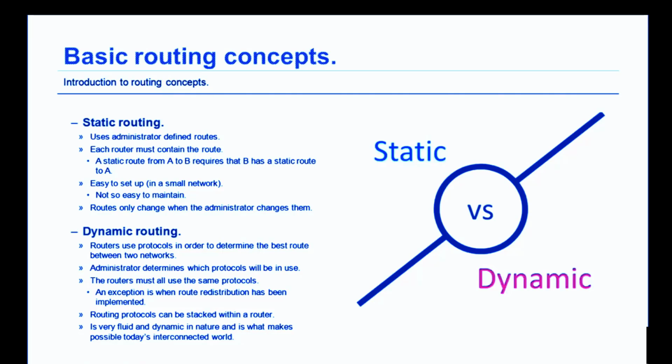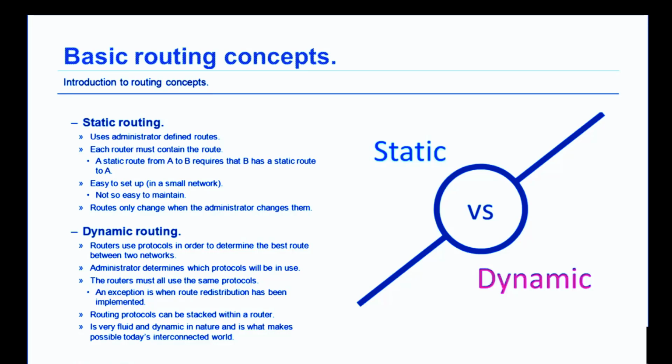This is where routers use protocols in order to determine the best route between two networks. The administrator determines which protocols will be used on the routers. In order for the routers to communicate, they must all be using the same protocols. There is an exception to that, and that's route redistribution. An administrator can configure a router to take one dynamic protocol and transform it into a different routing protocol to be used from that point on. This is the only case when routing protocols can be different across a network.